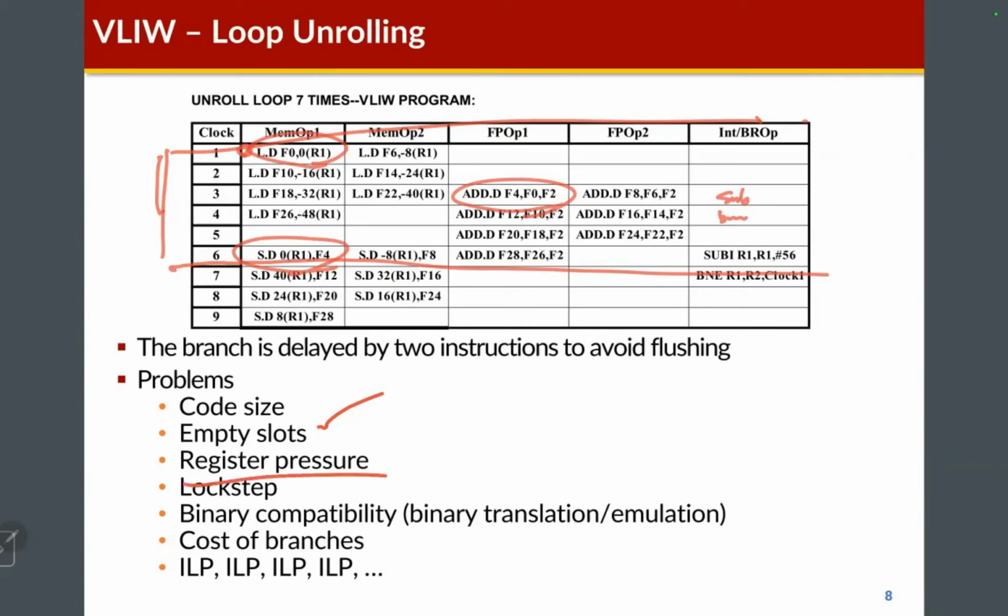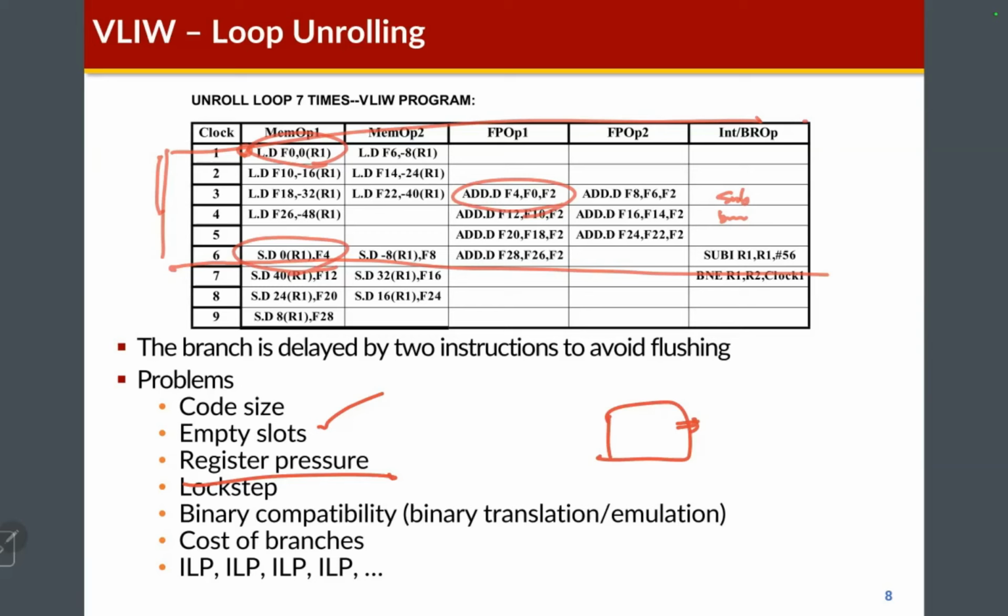And then register pressure. Actually, the compilers can only use the architectural registers. The number of architectural registers is fixed in the instruction. But if the loop is unrolled, the compiler needs to use more registers, which creates register pressure. It's a very critical issue.